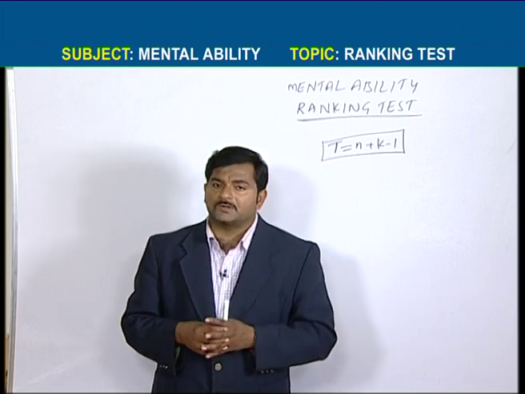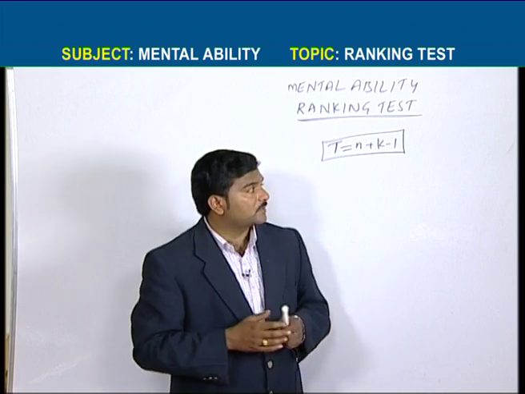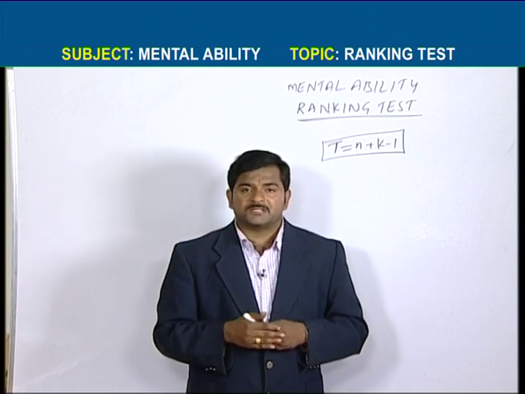So those are the two different miscellaneous concepts, and the three types are based on this formula, T is equal to N plus K minus 1. About this formula we will discuss in detail.